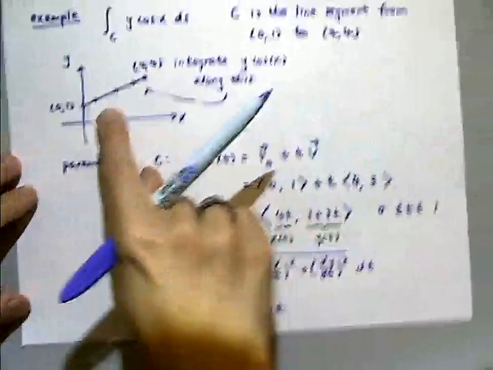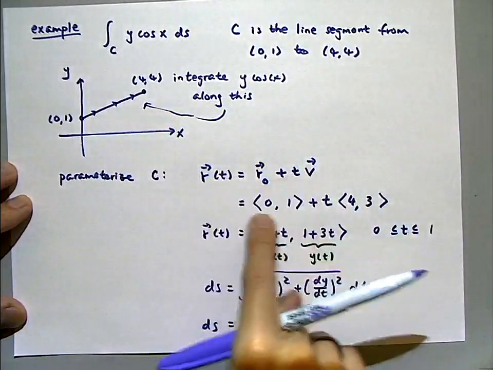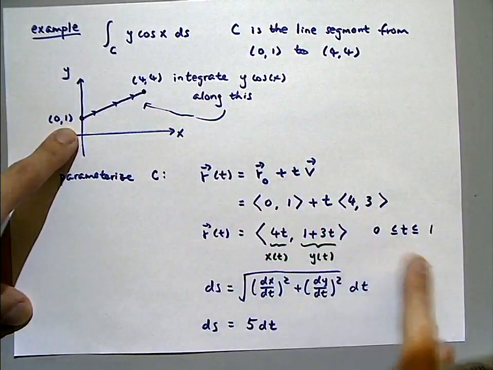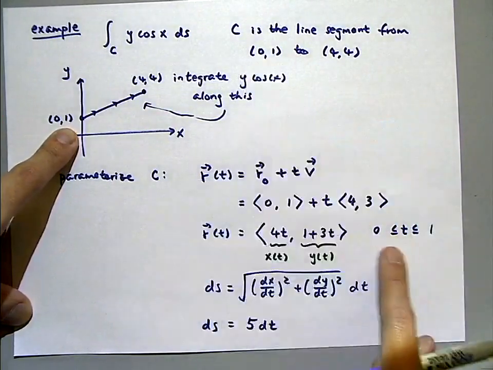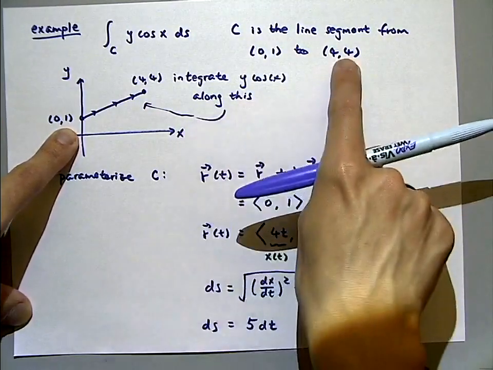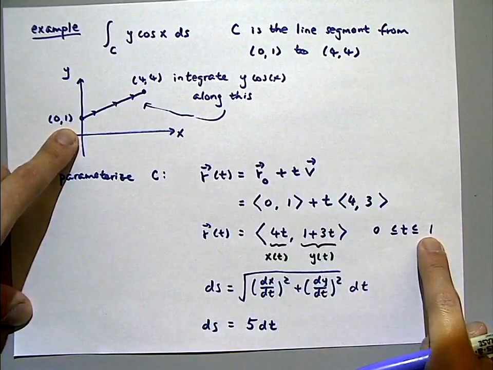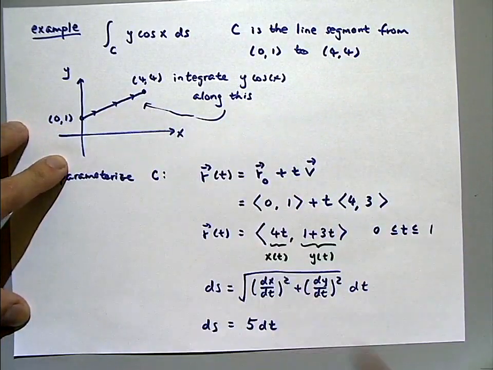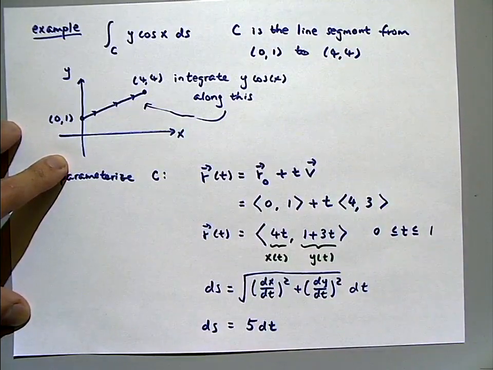But it turns out that parameterizing with respect to t is not the only way. When I parameterize the curve C, this r of t here, we found out earlier that to get the original point, t has to be 0. To get to the final point, t has to be 1. So to get all of these dots between the 2 points, I just let t go from 0 to 1. Other questions?